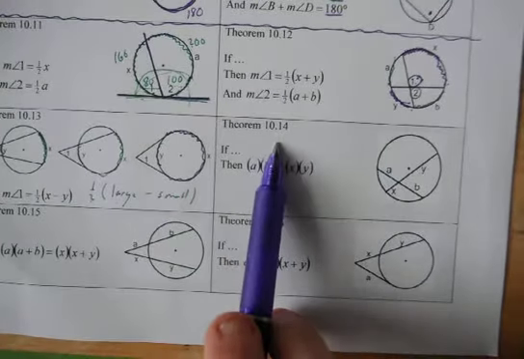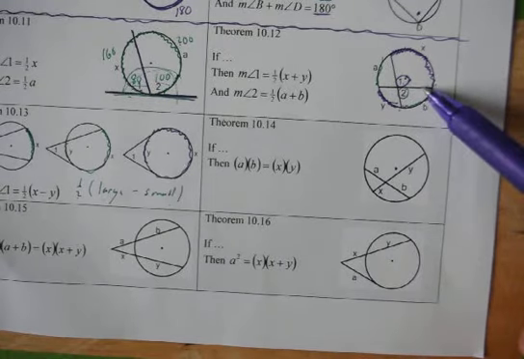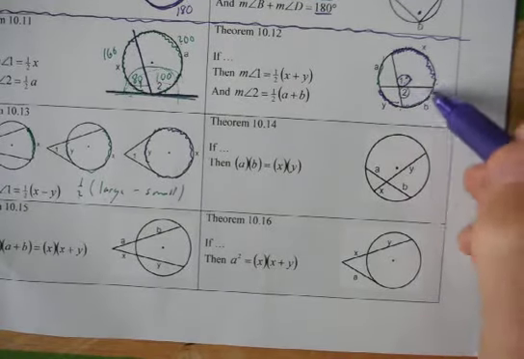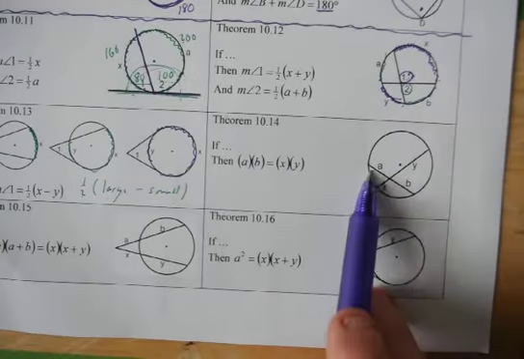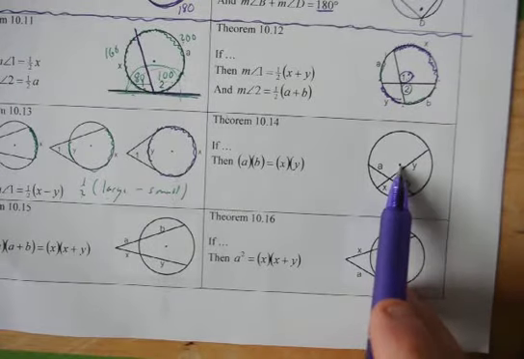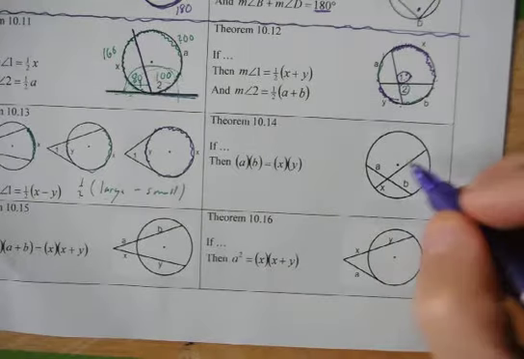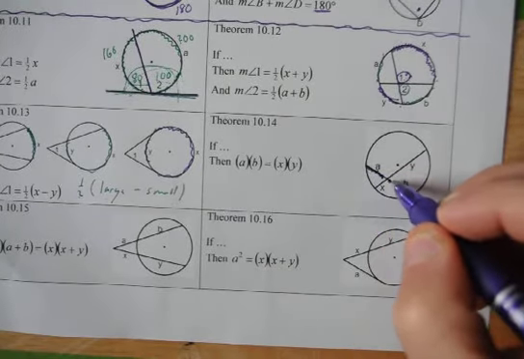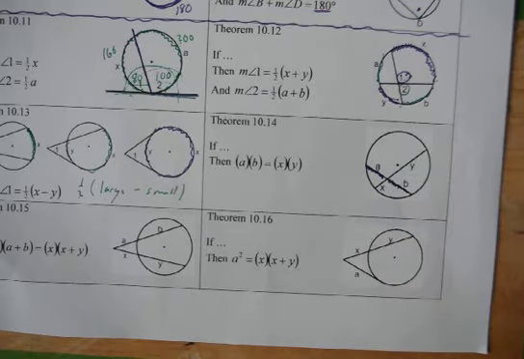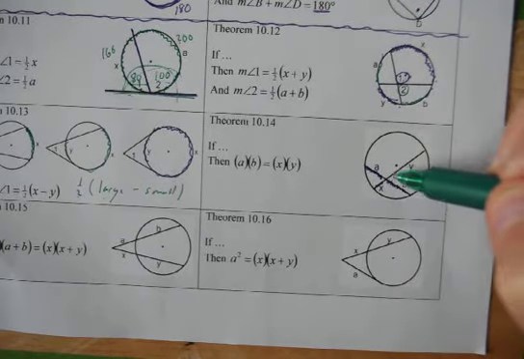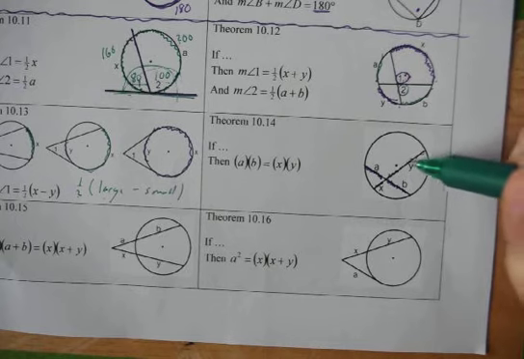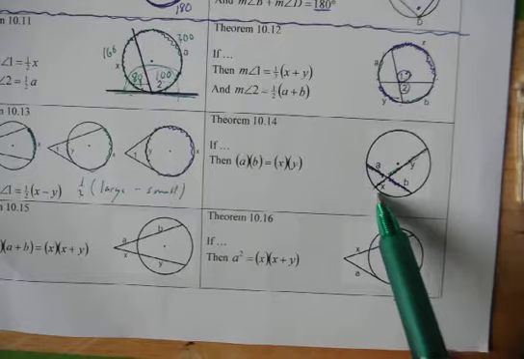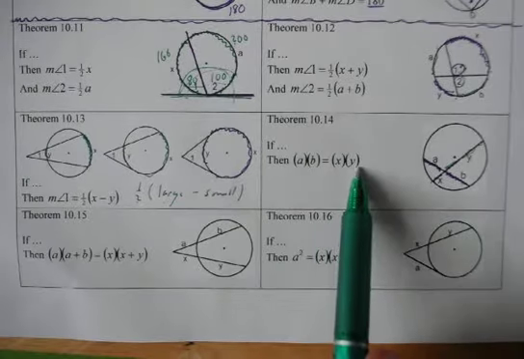Theorem 10.14 looks a lot like Theorem 10.12. The difference is Theorem 10.12 is about the angles and the arcs, and Theorem 10.14 is about the lengths of these segments. And it turns out that if you take 2 chords, A times B ends up being the same as x times y. So piece A times piece B equals piece X times piece Y. A times B equals X times Y.